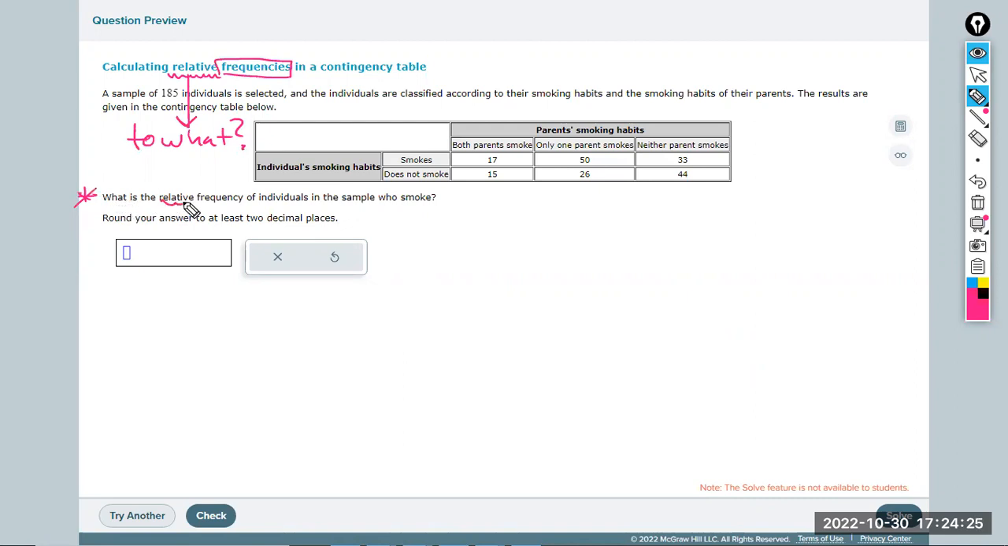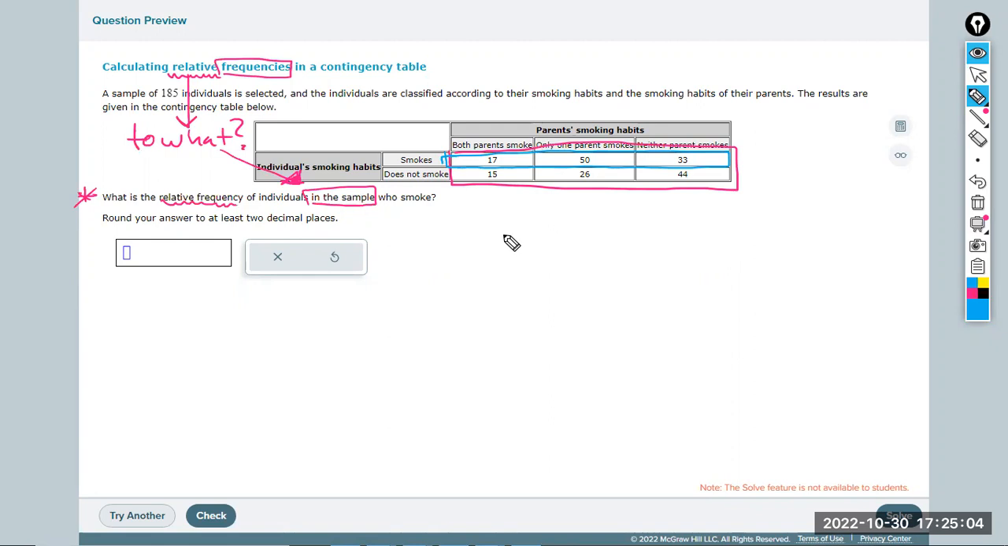What is the relative frequency of individuals in the sample, I mean, relative to the sample, in the sample who smoke? So the sample is all the values, and people who smoke is only this row, right? Because we have people who smoke, who don't smoke, and then that information is split up into the parents' smoking habits.